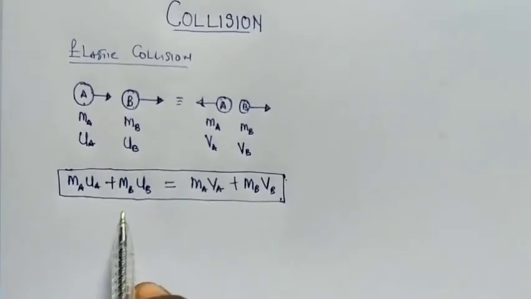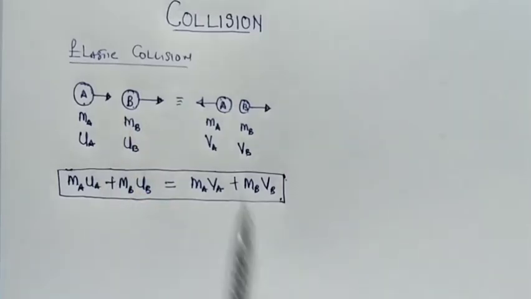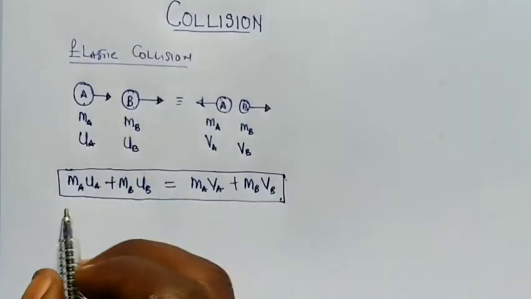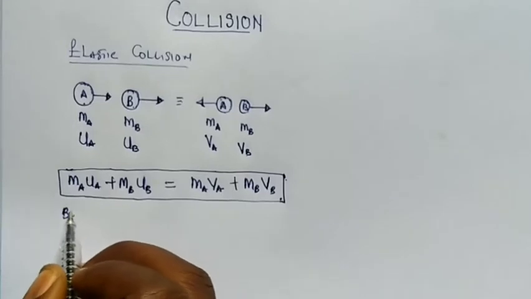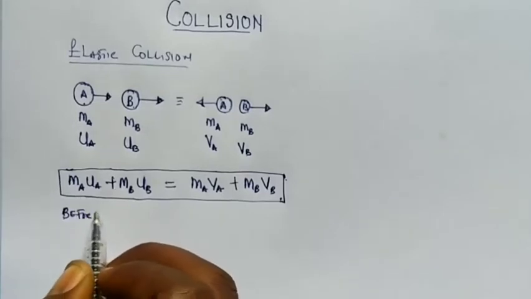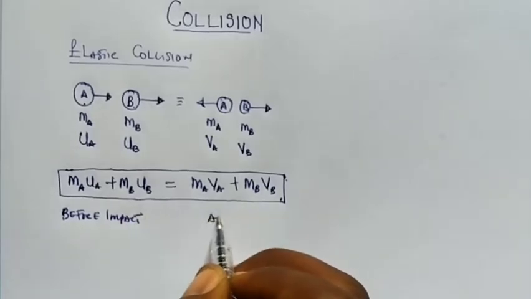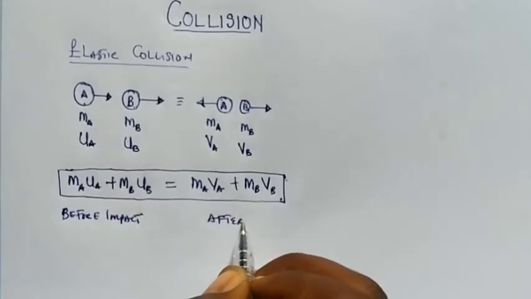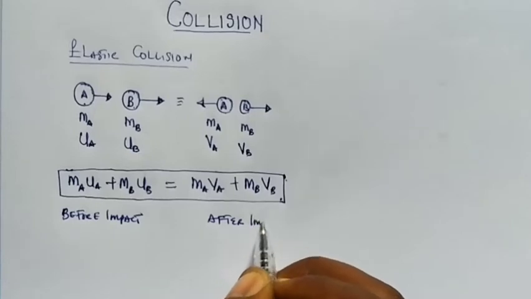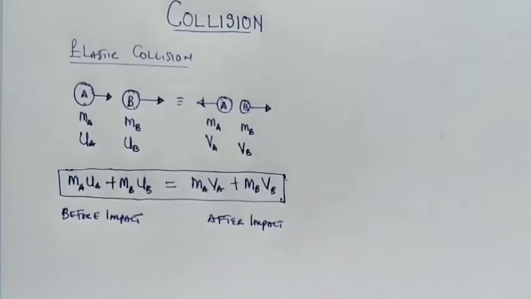So this is the formula for a body that will undergo elastic collision. Now one thing you need to understand is this. This is before impact, and this is after impact. Right?